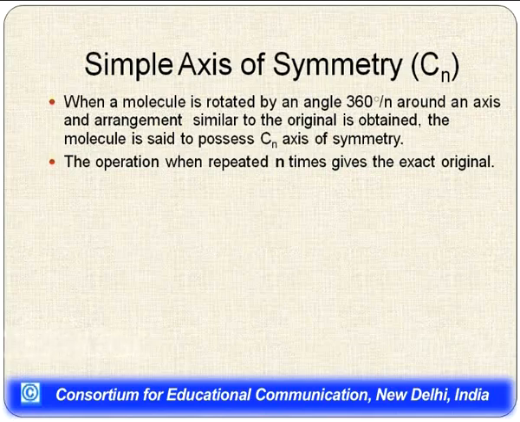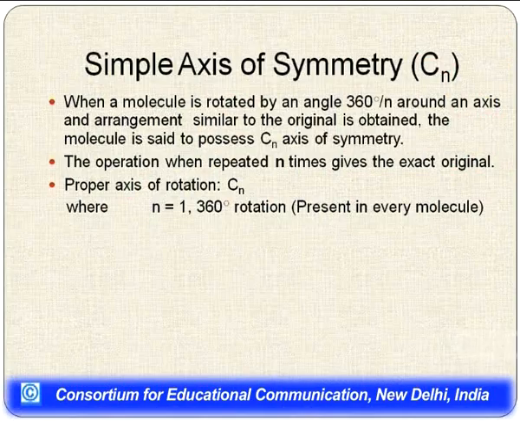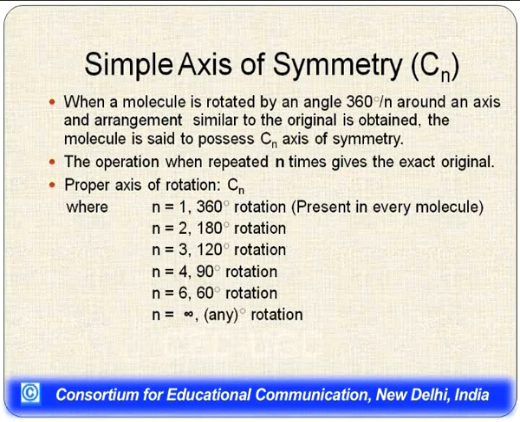First of all, you should know what n is here. N is the number of times we repeat the operation, and after repeating the operation n times we get the exact original. So, I would be explaining what exact original and similar to the original is. The proper axis of rotation Cn can have n equal to 1 when the angle is 360 degree.